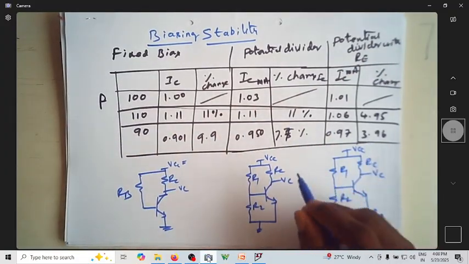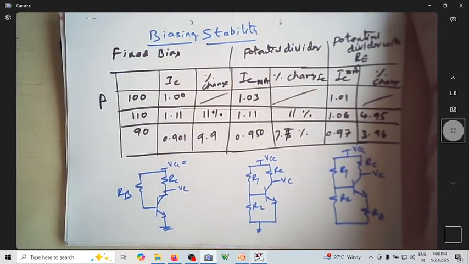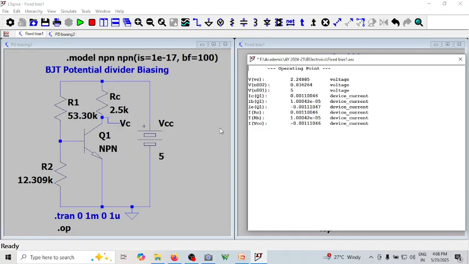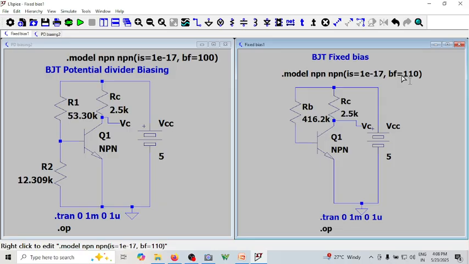So I took each of the circuits and varied the value of beta from 100 to 110 and 90. I intentionally made the value of beta 90, 100 and 110, and here also once it is 90, once 100 and once 110. Then I calculated the values of the collector current, which is what is listed here.